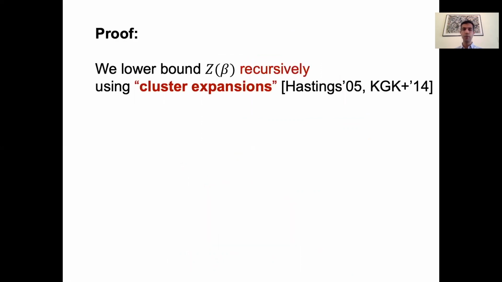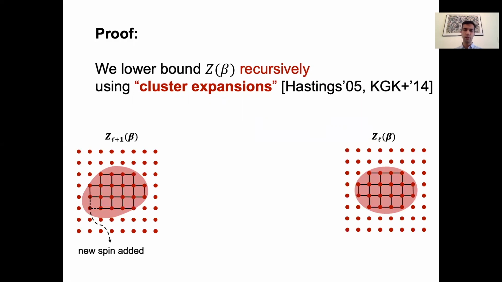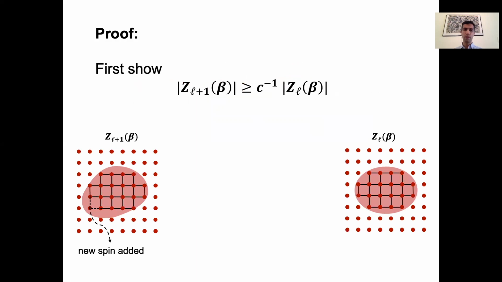The proof of this is based on a recursive argument that uses cluster expansions designed for quantum Hamiltonians. And the idea is to compare the partition function of a subset of the spins before and after adding a new spin to it. We show that inside that disk of radius beta naught, the partition function after adding the new spin is lower bounded by the previous partition function times a constant.